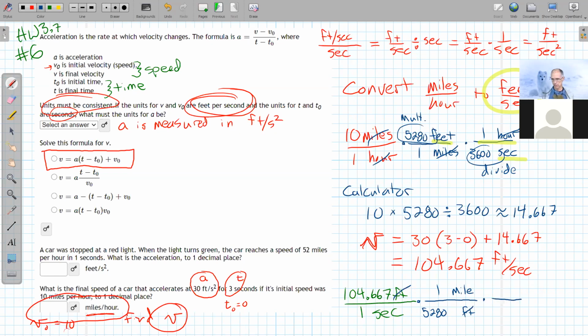Getting rid of seconds, since seconds starts in the bottom here, it's got to go in the top to get rid of it. And we're going to go from seconds to hours. And earlier we figured there's 3,600 seconds in 1 hour. That allows us to get rid of seconds and convert to hours. So then the final answer would be the 104.667 divided by the 5,280 multiplied by the 3,600. And again, since this is in the top, we multiply fractions straight across, it gets multiplied by. Since this is in the bottom, it's divided because a fraction bar means divide. So let's see what we get.